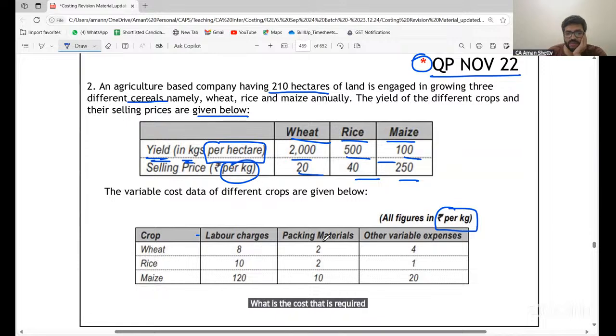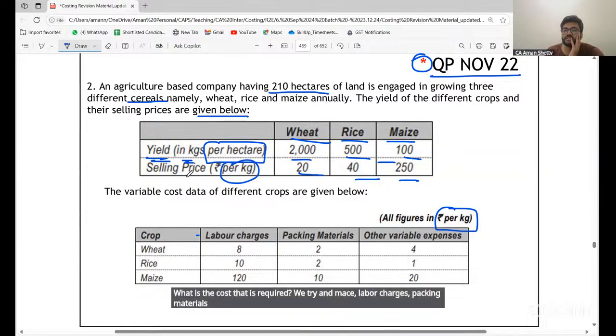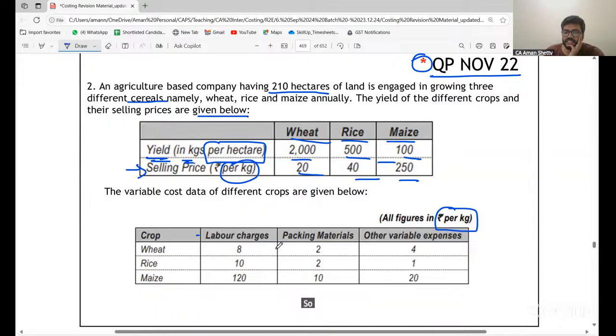Wheat, rice, and maize: labor charges, packing materials, and other variable expenses. So, selling price per kg is given, variable cost per kg is given. Clear all of you?